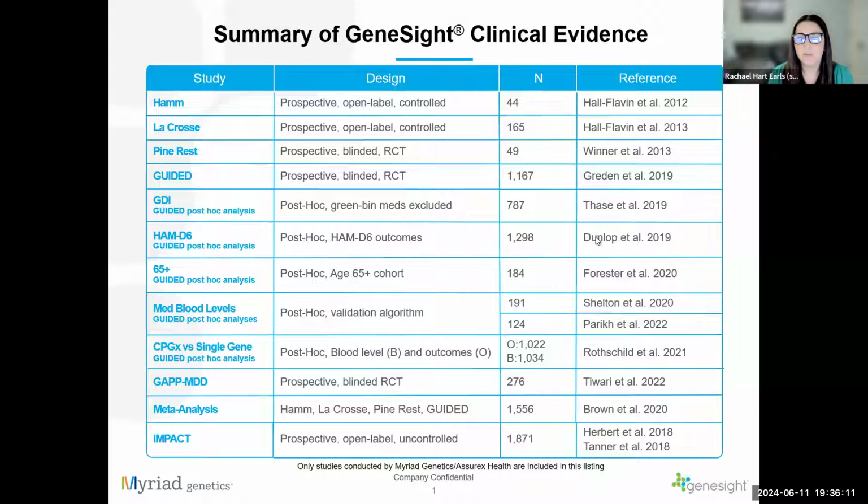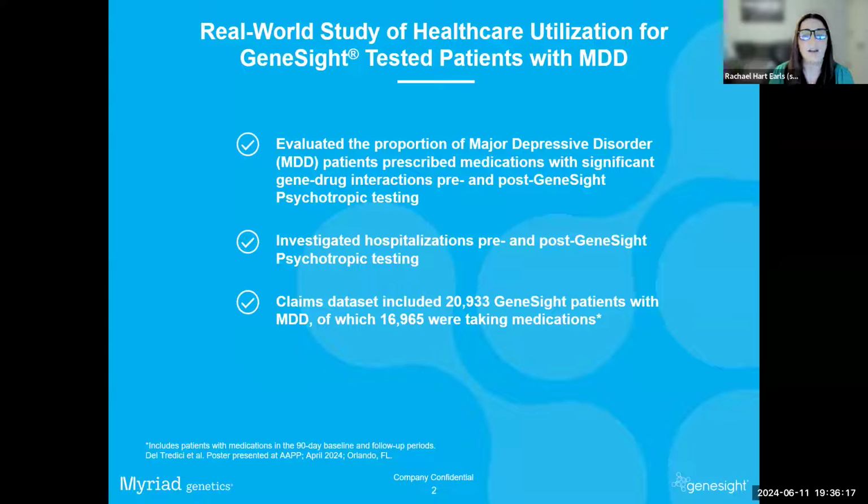I also mentioned in the beginning of the webinar that we are going to talk about some new real-world evidence from a data set of over 20,000 GeneSight patients tested with MDD. This was a real-world study of healthcare utilization for GeneSight tested patients with major depressive disorder. This study evaluated the proportion of major depressive patients prescribed medications with significant gene-drug interactions before GeneSight testing and after.